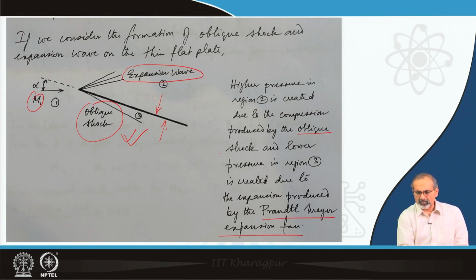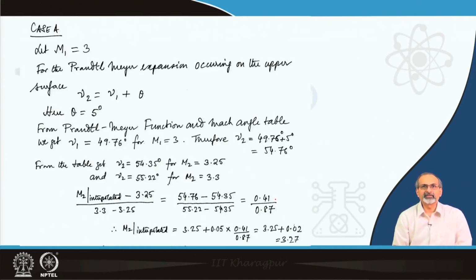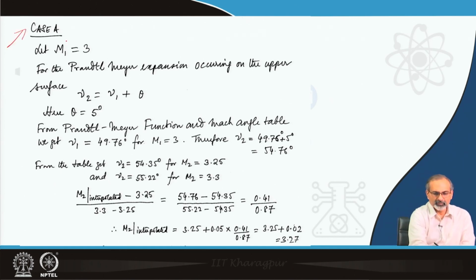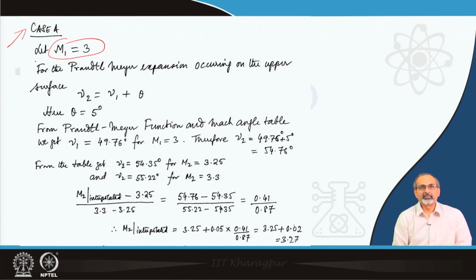So, these two are the major flow features that we can see over here due to the compression and the expansion respectively. Now, if we proceed with the calculations, let us take two cases. Let us say case A to begin with, where we assume an upstream Mach number of 3, and later on you will see we will take up a case B where the upstream Mach number will be much larger, typically representing a hypersonic or hypervelocity flow. This is typically low to moderate supersonic Mach number range that we are talking about.